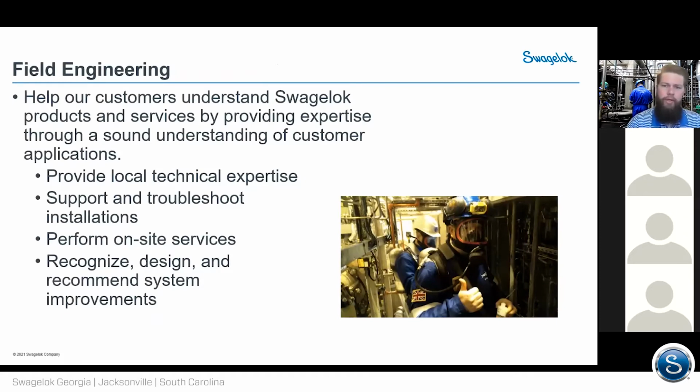So just building upon that field engineer role, Ben and I are here for just a really high level of technical expertise. We can help troubleshoot your systems and understand what's going on when a regulator's not acting right, or we're having trouble with valves, or just selecting product in general. And then we can really build upon that and try to recognize and bring in some design best practices and adherences to codes and things like that.